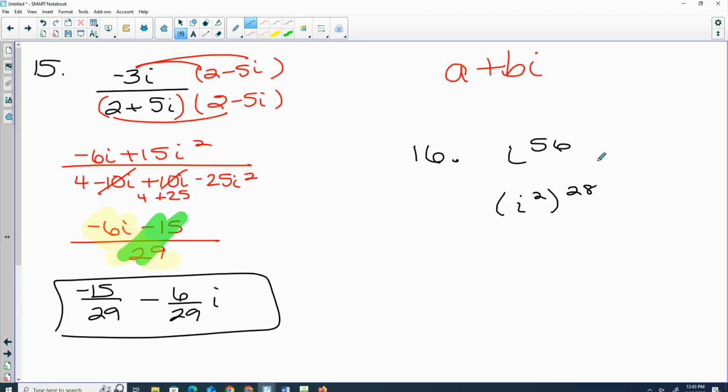Yeah. So i to the 56th can be broken into i squared to the 28th. i squared is negative 1, and negative 1 to the 28th is 1. What if it had been like the 57th power? You would have another i multiplied with it. You would have gotten i for your answer.